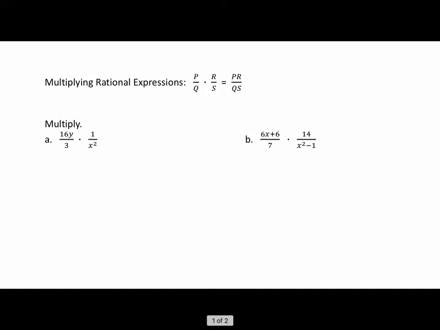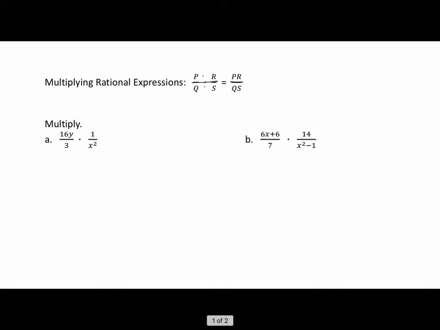So in order to multiply rational expressions p over q times r over s, we're going to multiply numerators over denominators, right? And then divide any factors that are shared between them.